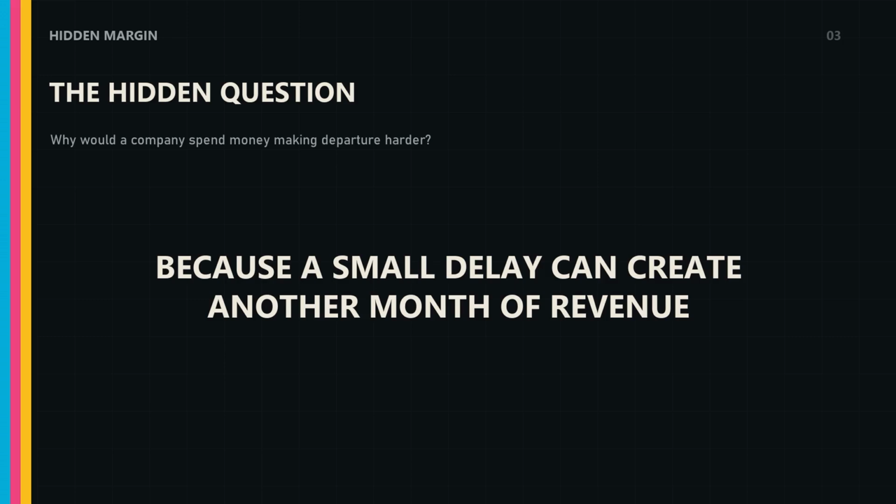The hidden question is not why a website has several screens. It is why a company would spend money testing those screens. The answer is that even a small delay, a missed link, or one accepted retention offer can preserve another month of revenue. At scale, tiny changes in cancellation behavior become very large numbers.